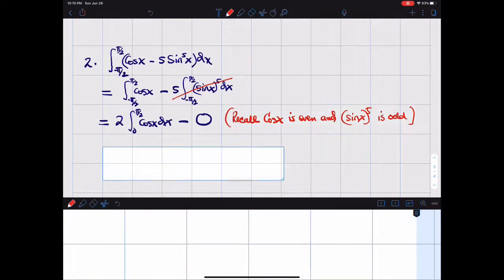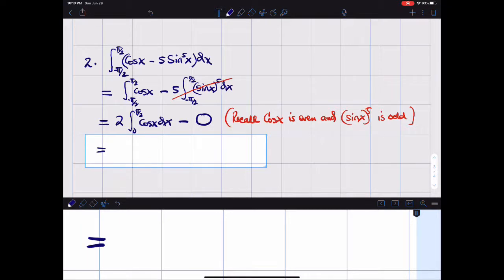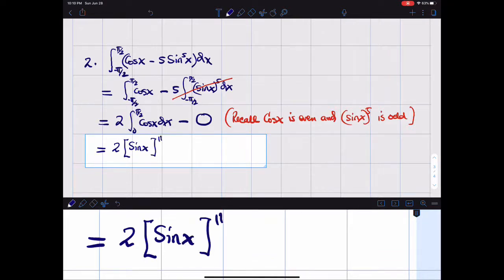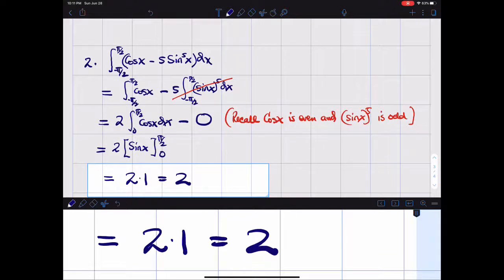Okay. So with this, we're ready to do our integral. The antiderivative of cosine x is sine x. So we just have 2 times sine x from 0 to pi over 2. If you plug in 0, you get 0. If you plug in pi over 2, you get 1. So our answer is 2 times 1, which is just 2.